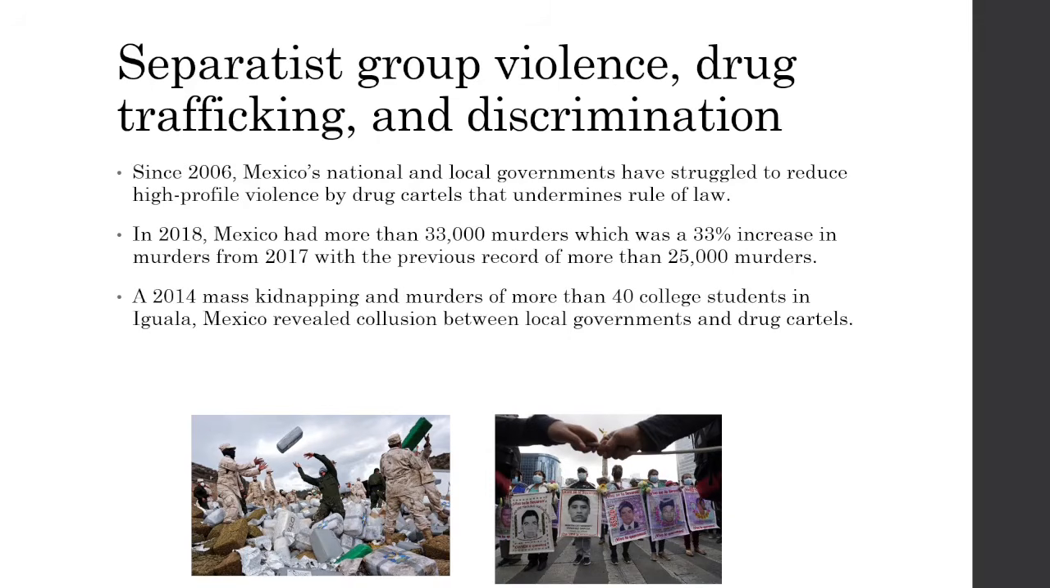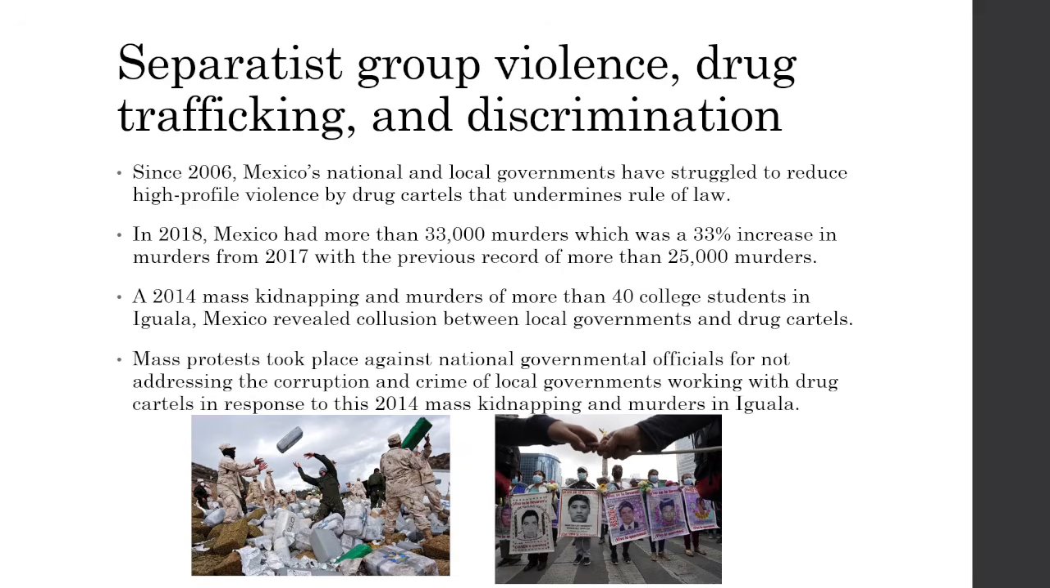And in 2014, there was mass kidnapping and murders of more than 40 college students in Iguala. Mexico revealed collusion between the local government and the drug cartels. So that's a sign of corruption, actually, and the local governments are being run by the cartels. And that's a sign of rule by law because they're not being held to the same legal standards as the rest of the citizens. It also took away the civil liberties of the people, the right to live.